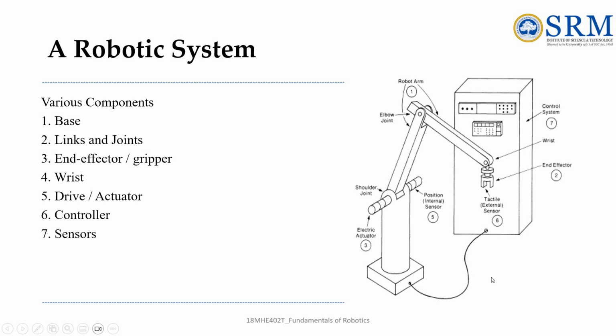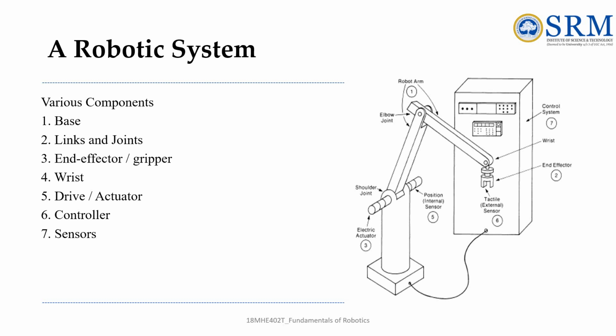You can see in the picture all the components of the robot. Next is the wrist. A wrist is a component which allows the robot to manipulate its end effector, providing additional degrees of freedom for precise positioning. And next, drive or actuator. These are responsible for powering the joints and moving the robot's limbs. They provide the necessary motion for the robot to carry out the task. And next is the controller.